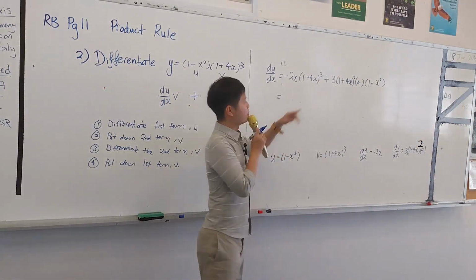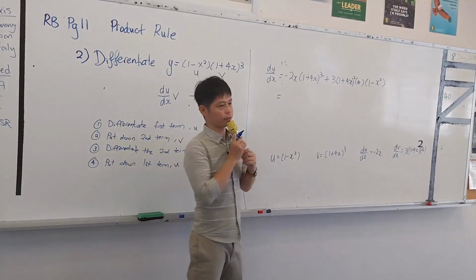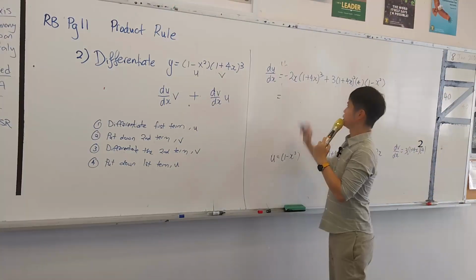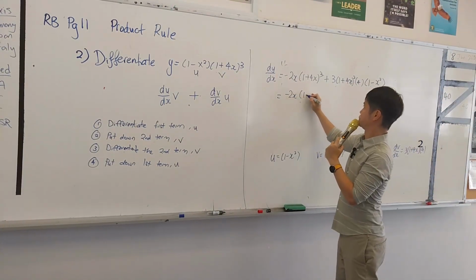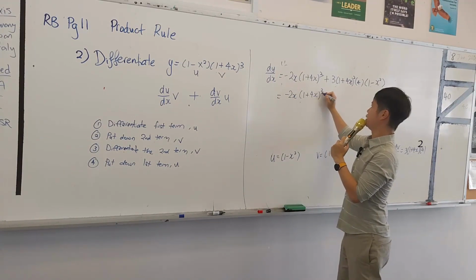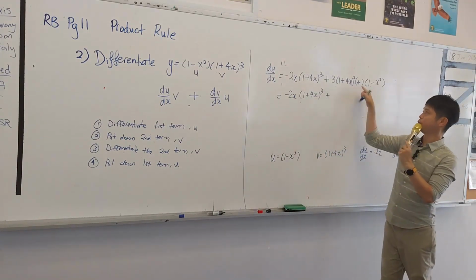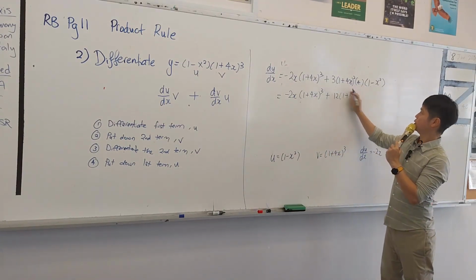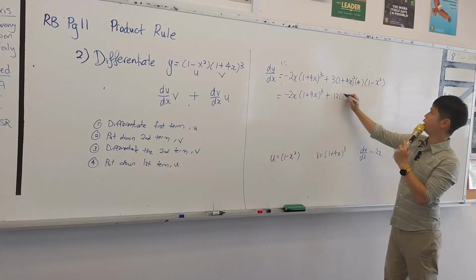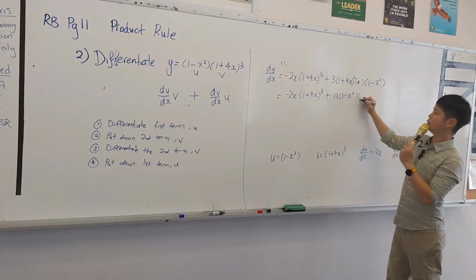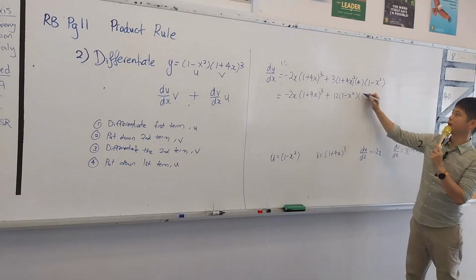Now, you get 1 mark for doing this, and the final 1 mark will be taking out the highest common factors. Let's simplify this first. The 4x term, let's put it behind. So I multiply 3 and 4 will be 12. I put this term in front. The purpose is the 1 plus 4x term, you put it behind.